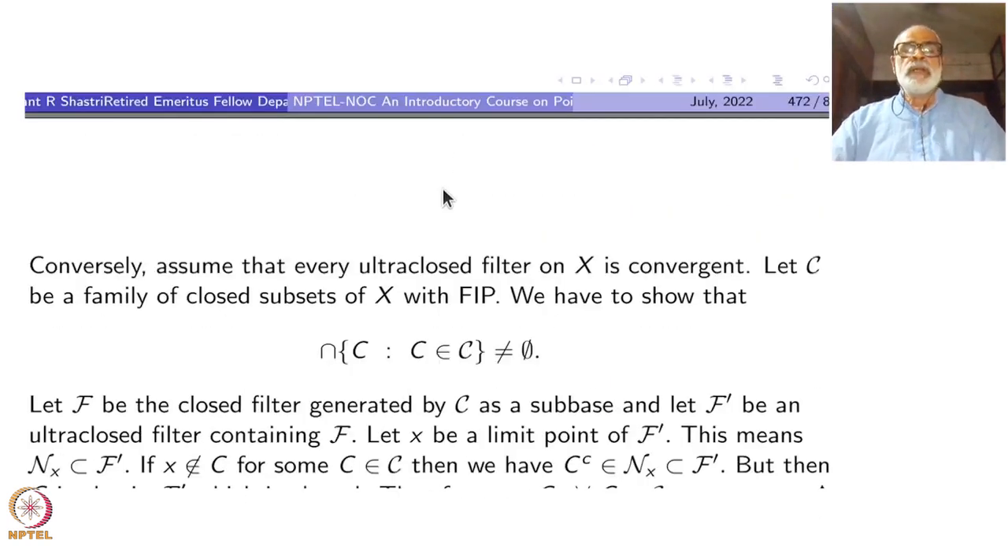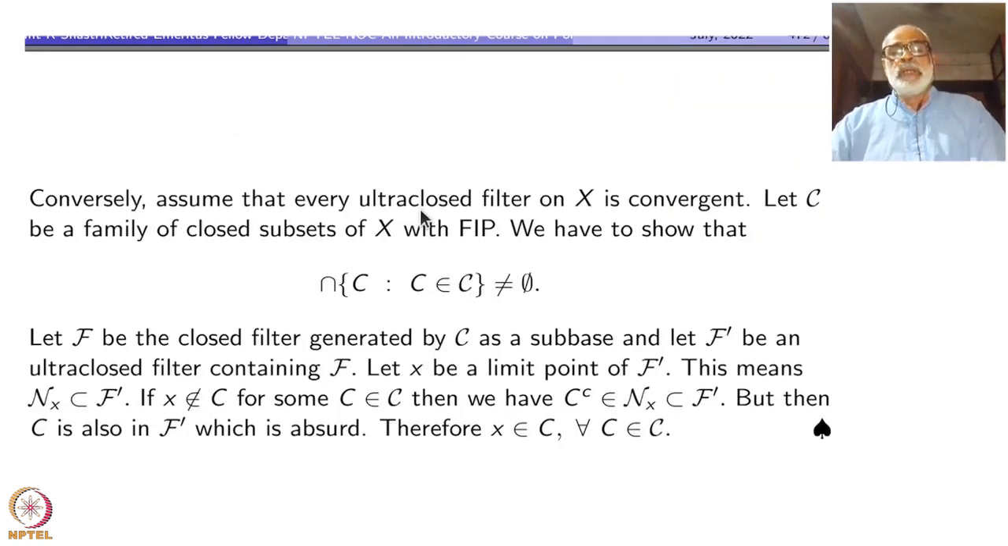Now, let us prove the converse. Assume that every ultra closed filter on X is convergent. Let C be a family of closed subsets of X with finite intersection property. We have to show that the entire intersection of members of C is non-empty. So that is enough to show that X is compact, right?